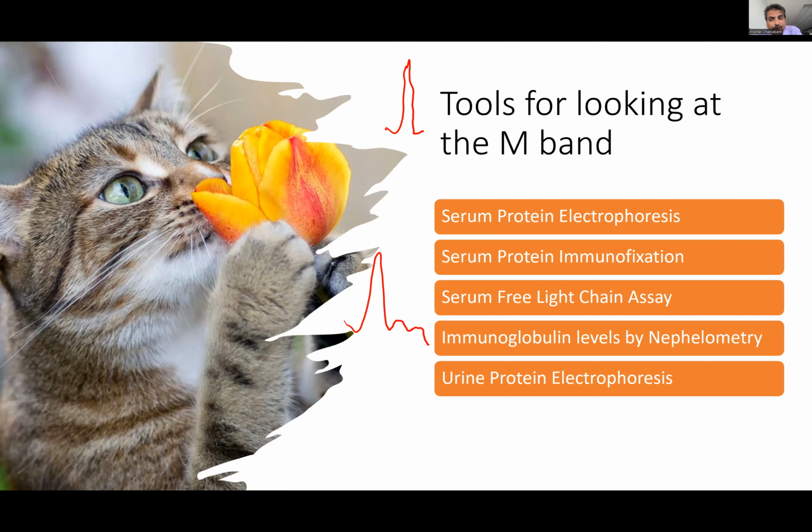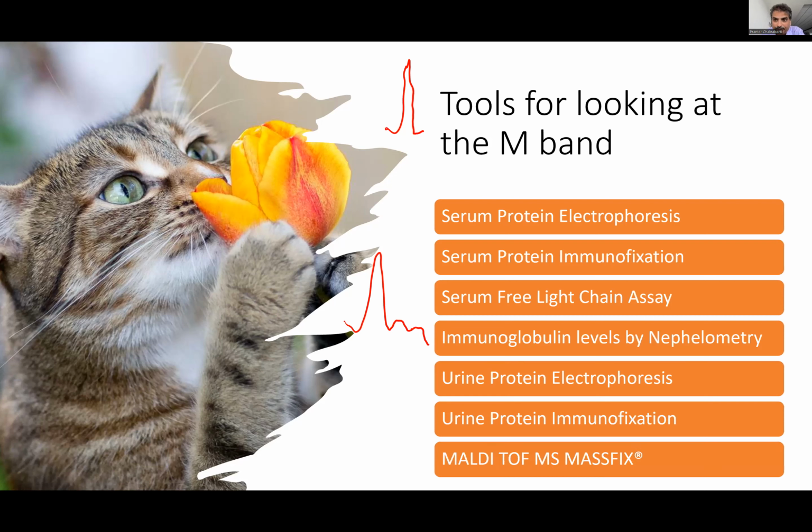Sometimes you find that you're not getting it in blood. You can do a 24-hour urine protein electrophoresis and immunofixation. You can use the same instrument and understand whether there is a monoclonal protein being leaked by the kidneys because of the high protein load.